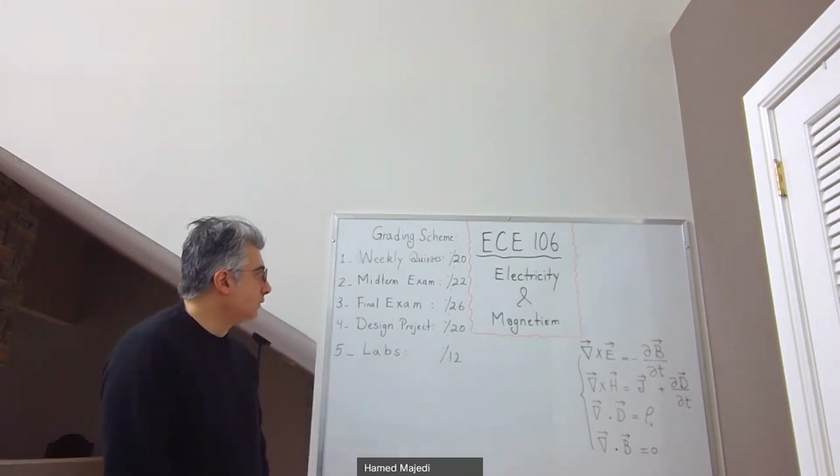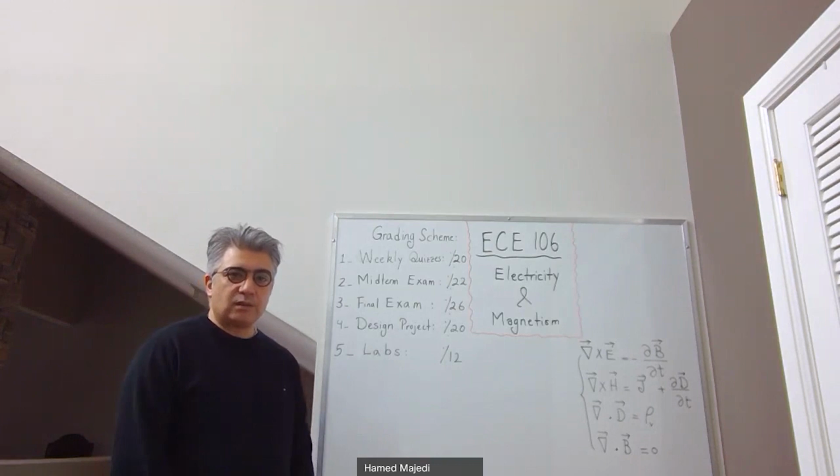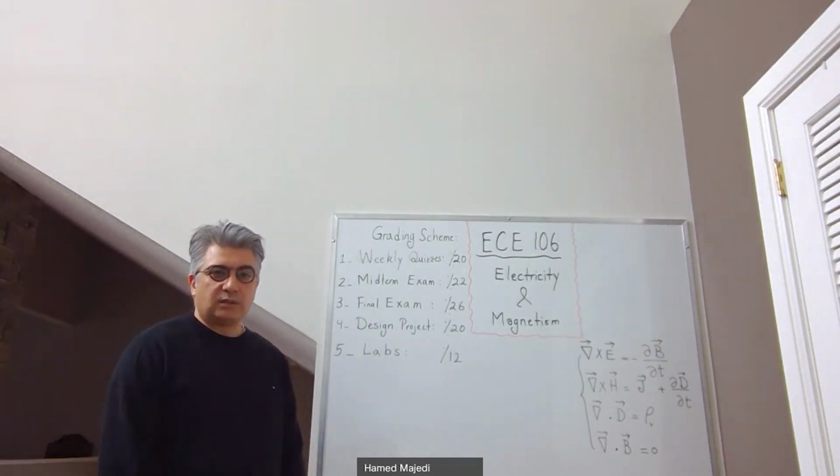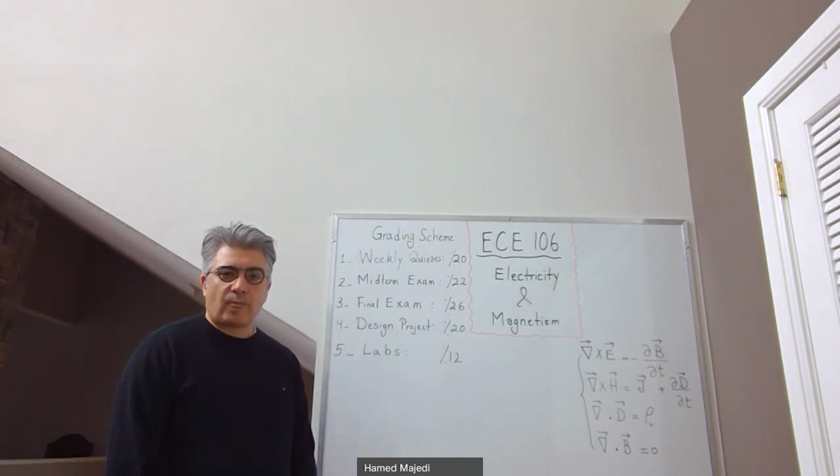So your mark is going to be composed of 5 different components. The first one is weekly quizzes worth 20%, midterm exam 22%, final exam 26%, design project 20%, and labs 12%.